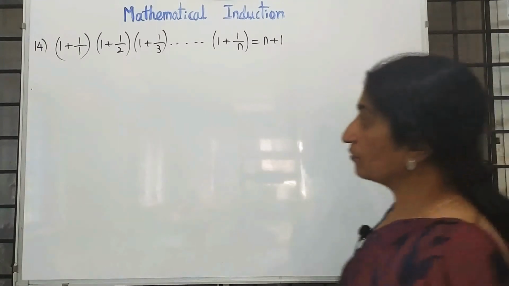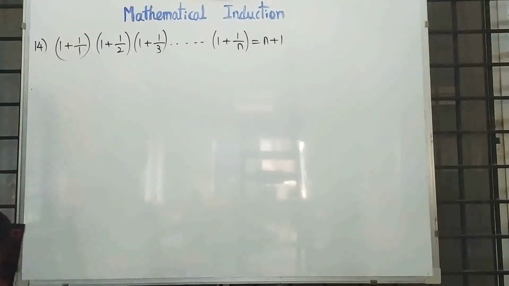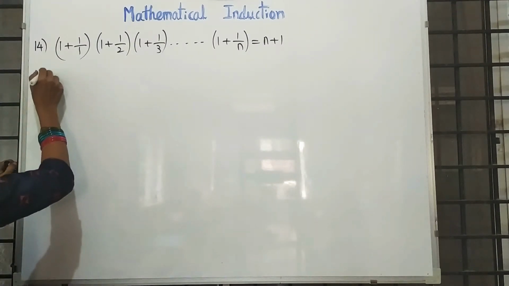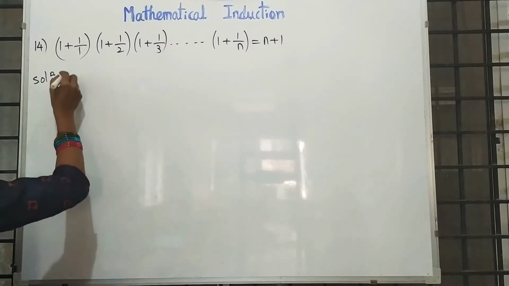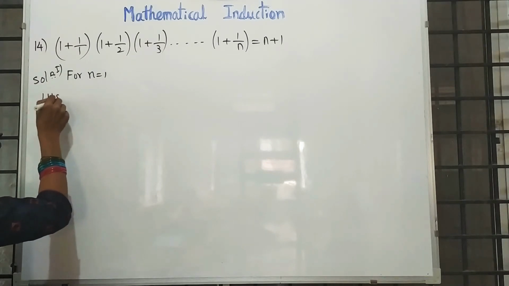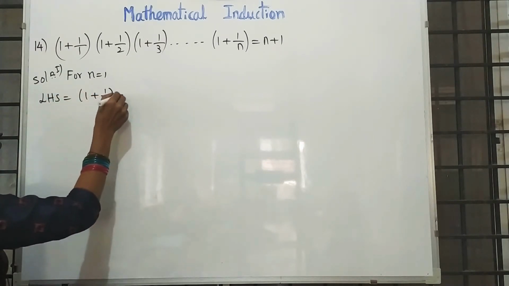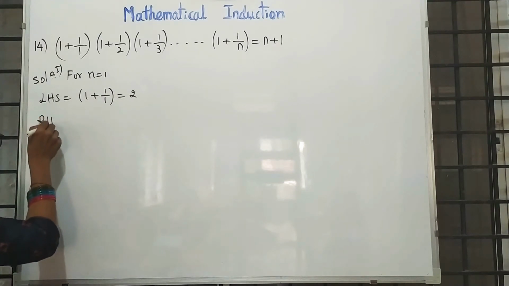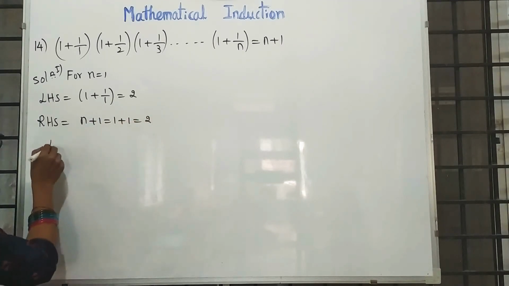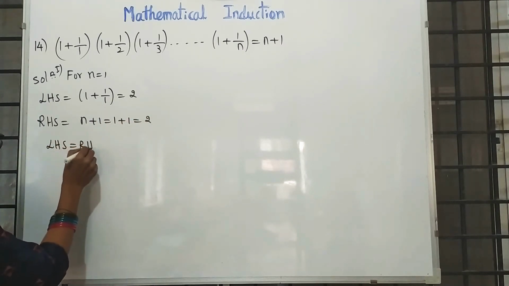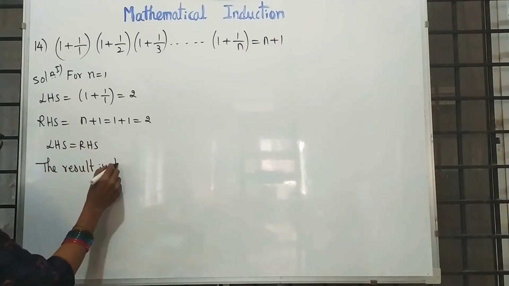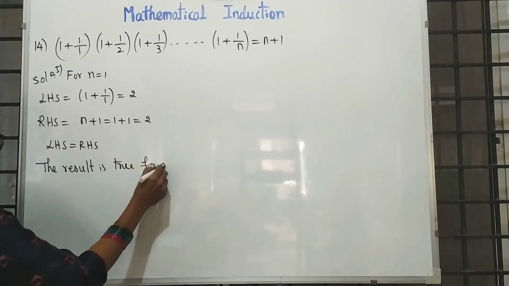See the next question, it is 1 plus 1 by 1 into 1 plus 1 by 2 into 1 plus, it is exactly similar to the previous one. First step, for n is equal to 1. What is the left side? 1 plus 1 by 1, that is 1 plus 1, 2. What is the right side? N plus 1, that is 1 plus 1, 2. See, LHS is equal to RHS. The result is true for n is equal to 1.